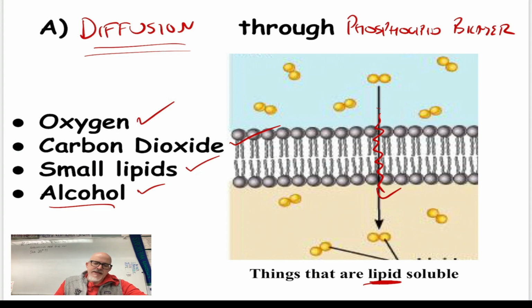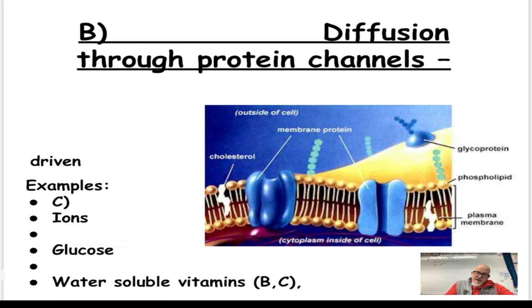That one's pretty easy. We also have another version of diffusion, but it has to go through one of these pathways. These pathways are those proteins, those channels. This is called facilitated diffusion. Remember, facilitate means to help.